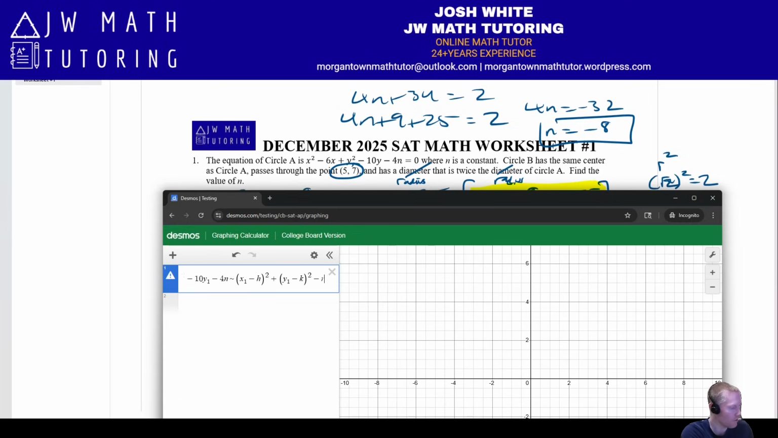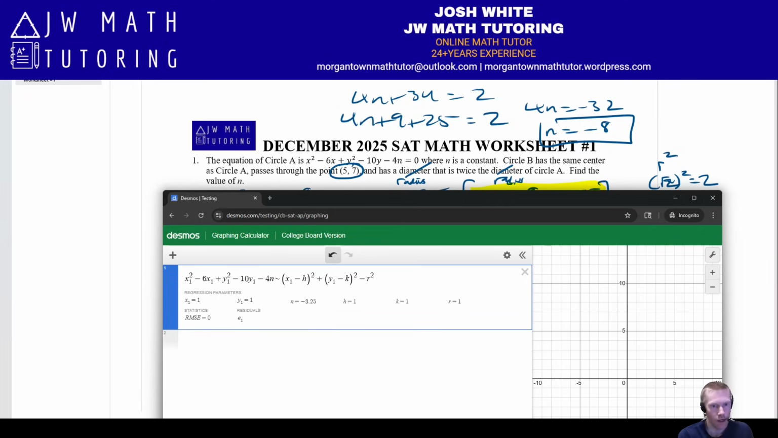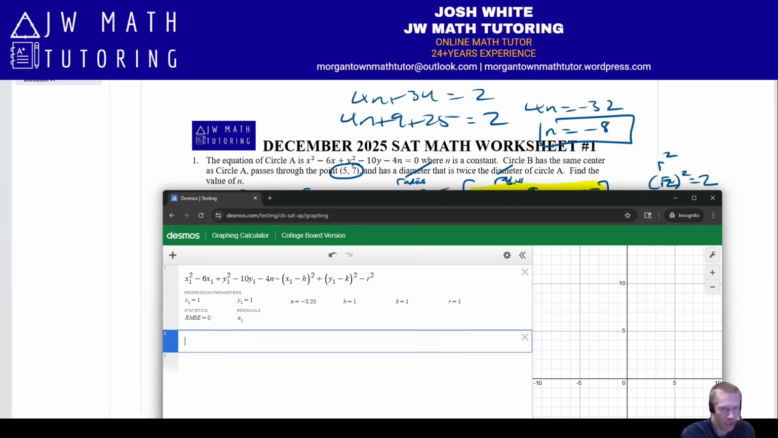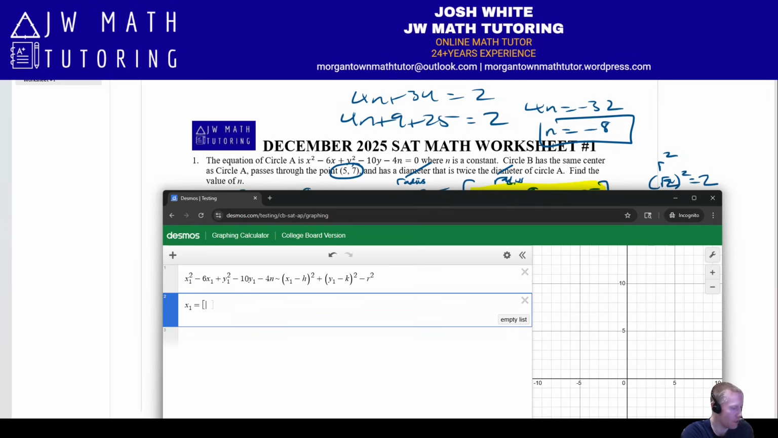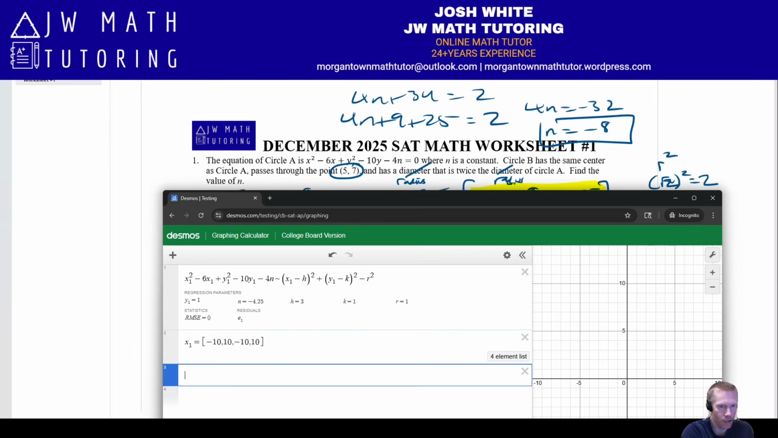So just give me 1 second to type this out. What I'm doing here is regressing. Oh, I forgot to put the subscript 1. I'm taking the equation of circle A and regressing it from its given form to standard form. This is not quite correct because I need to put element lists for x1 and y1.